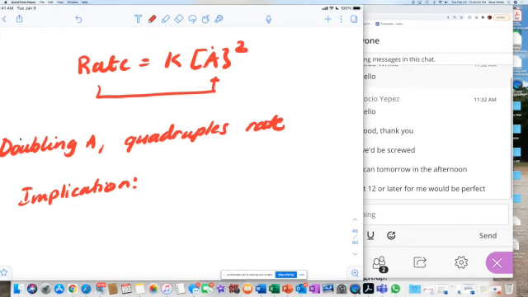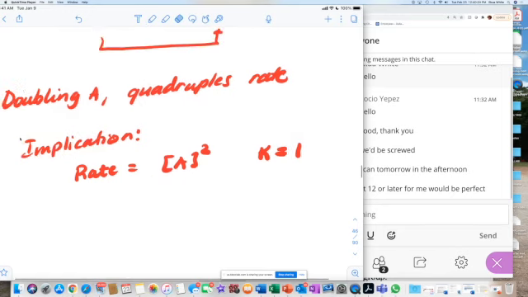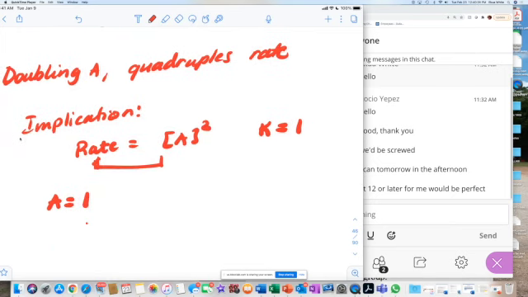The implication here is we're trying to understand how rate relates to A squared. So to get rid of K, I'll just make K equal 1. That's kind of how you get rid of the influence of numbers, right? I don't know what K is. So to kind of get it out of the equation, so to say, literally, I'll make K equal to 1. So I'm trying to see how does A influence rate? Okay, I'll start with, what if A was just 1? If A was 1, then rate will be equal to 1 squared. Rate will be equal to 1.